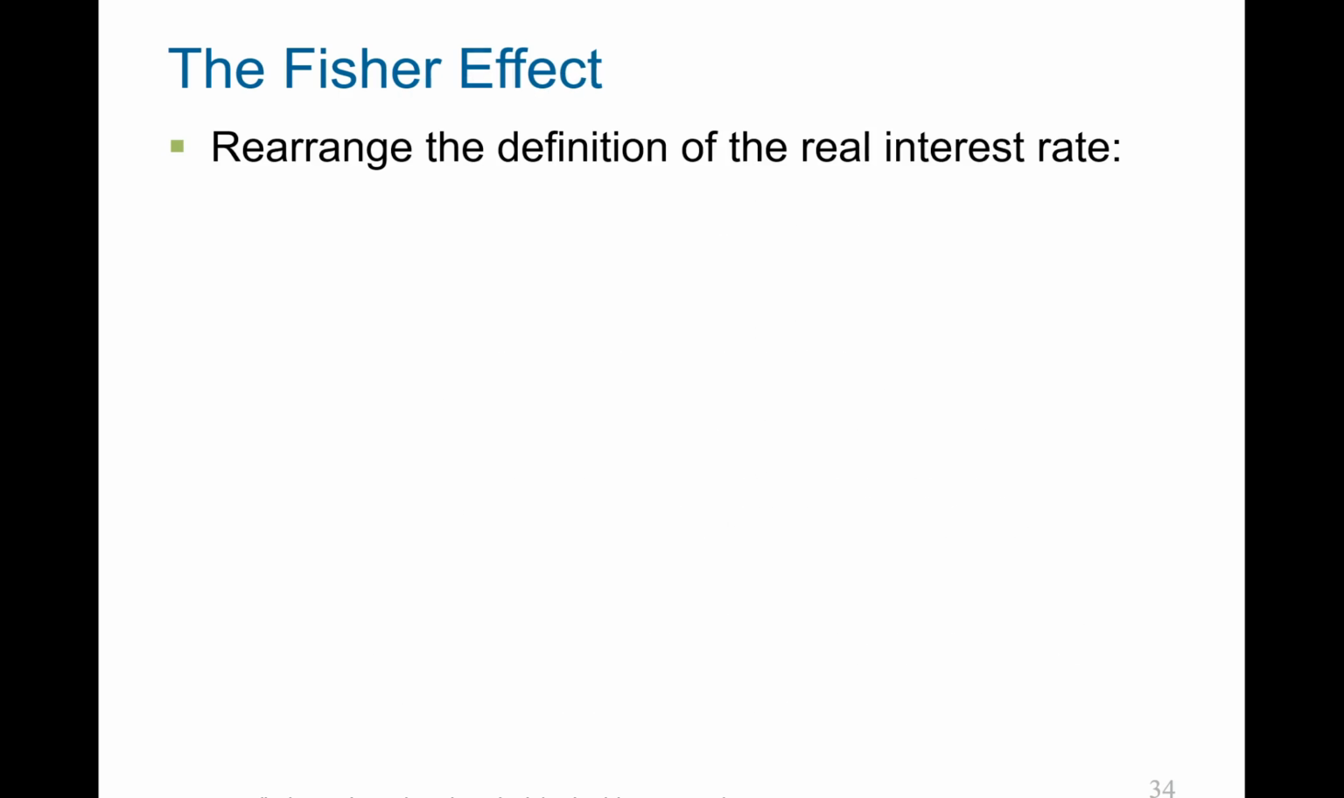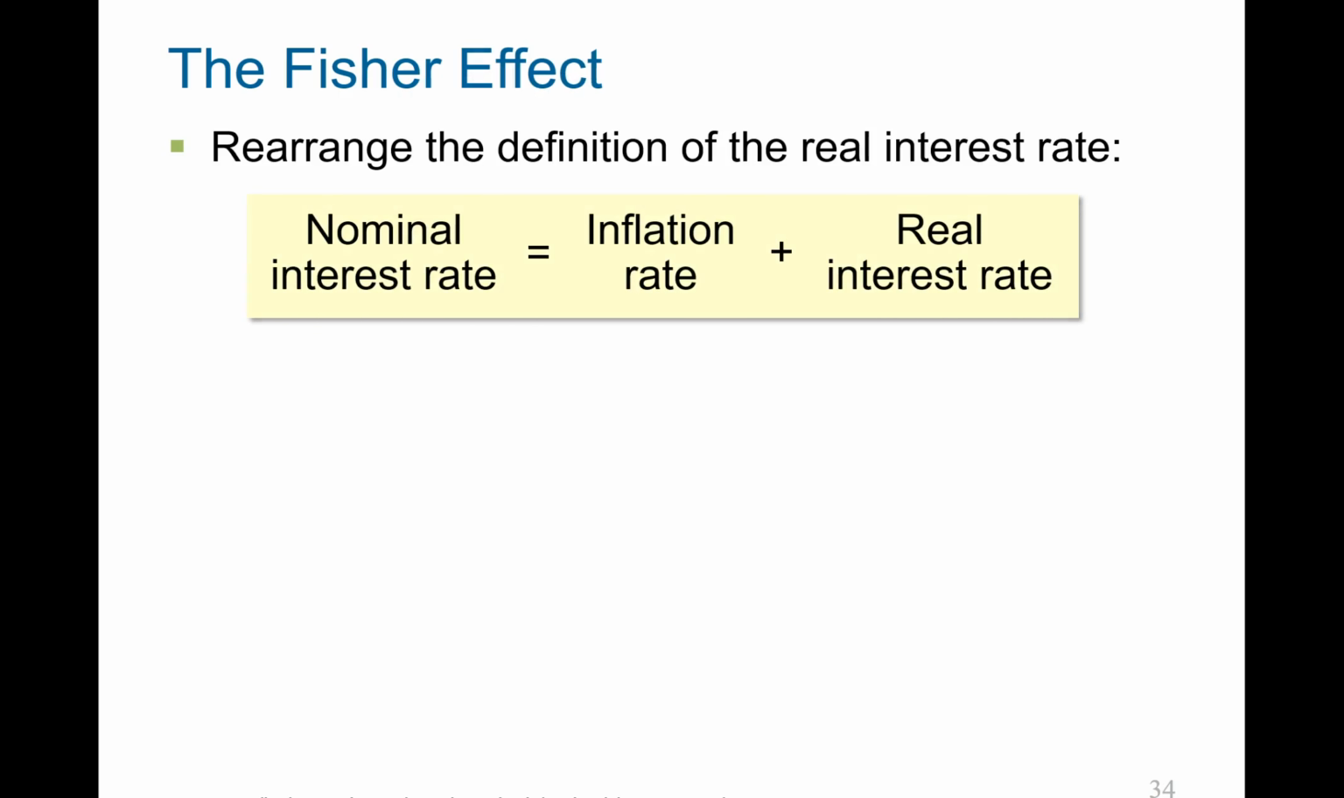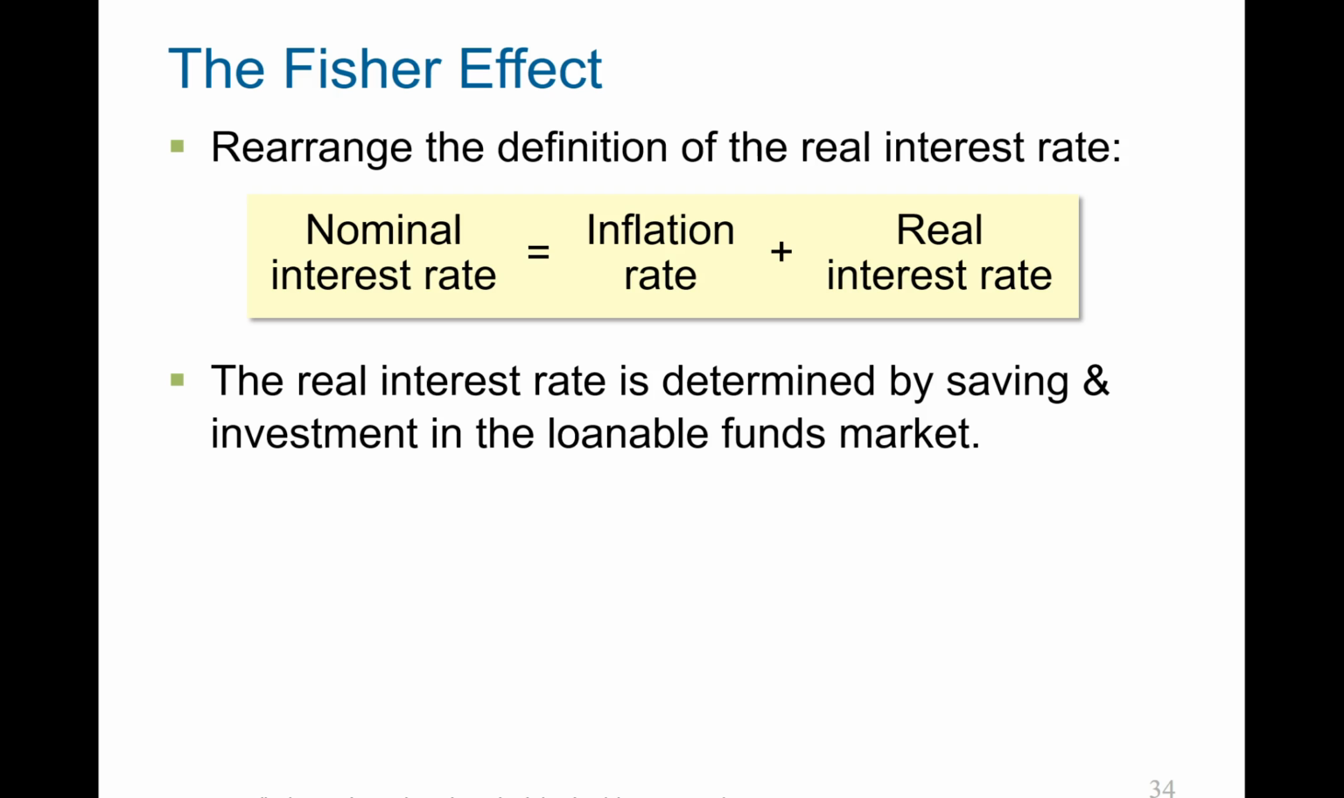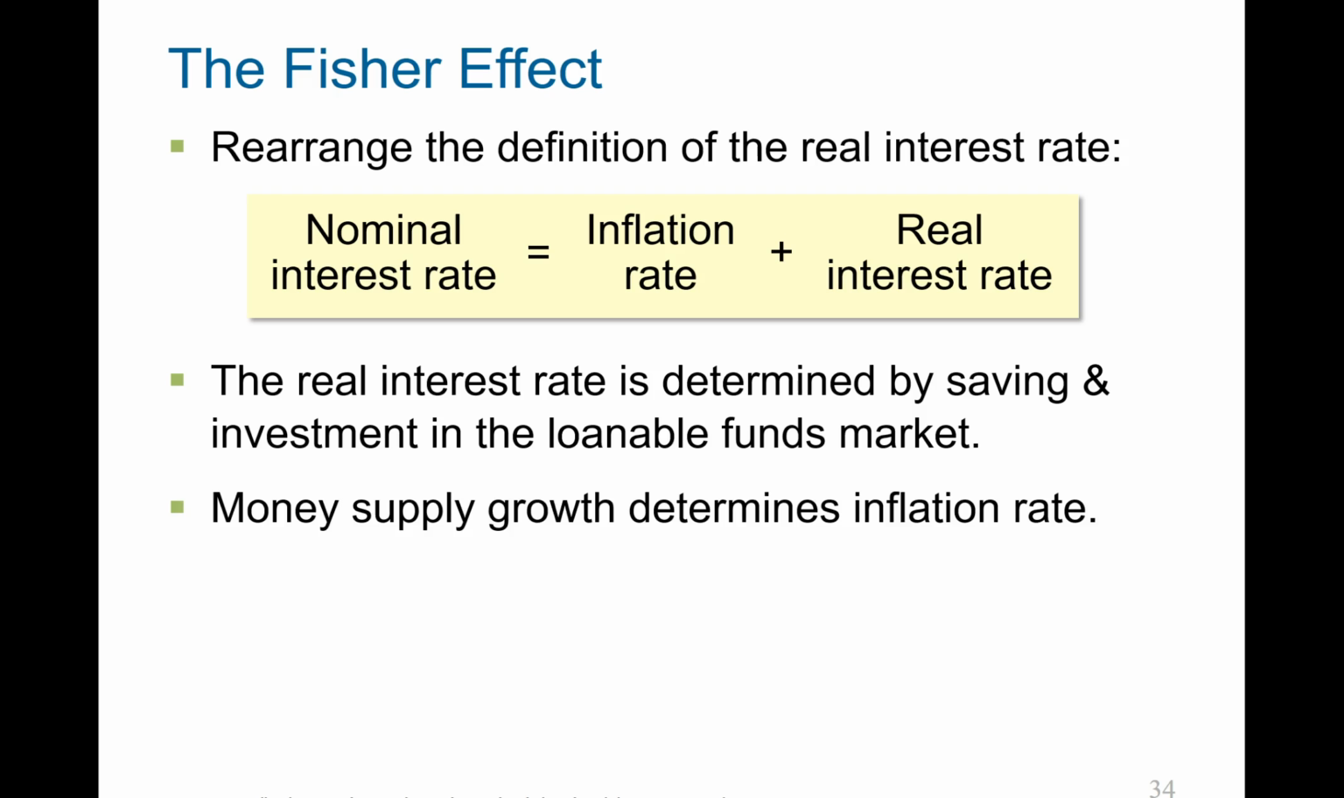The Fisher effect is something that we can understand by rearranging the definition of the real interest rate. So we've seen this before. The nominal interest rate is equal to the inflation rate plus the real interest rate, and we have lots of ways we can rearrange that. The real interest rate is determined by saving and investment in the loanable funds market, as we saw in a previous chapter. The money supply growth determines the inflation rate.